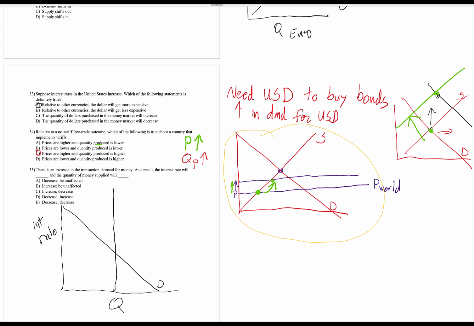We're saying there's an increase in demand. And I don't think we talked specifically about transaction demand. Just think about this as an increase in demand for money. So demand shifts out or to the right. So what happens to our equilibrium? Moves up. So the interest rate increases. The actual quantity is unaffected. So increase, and then it'll be unaffected.